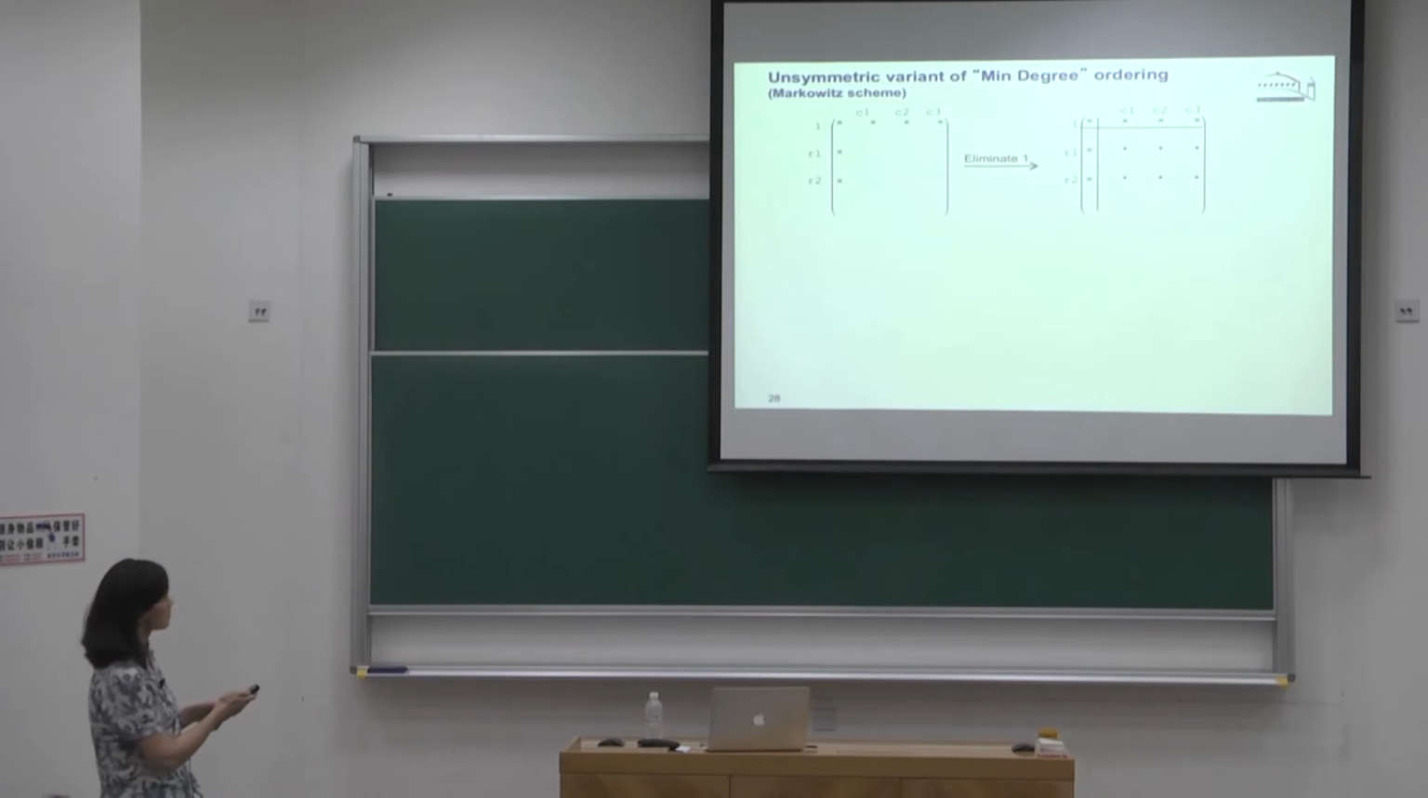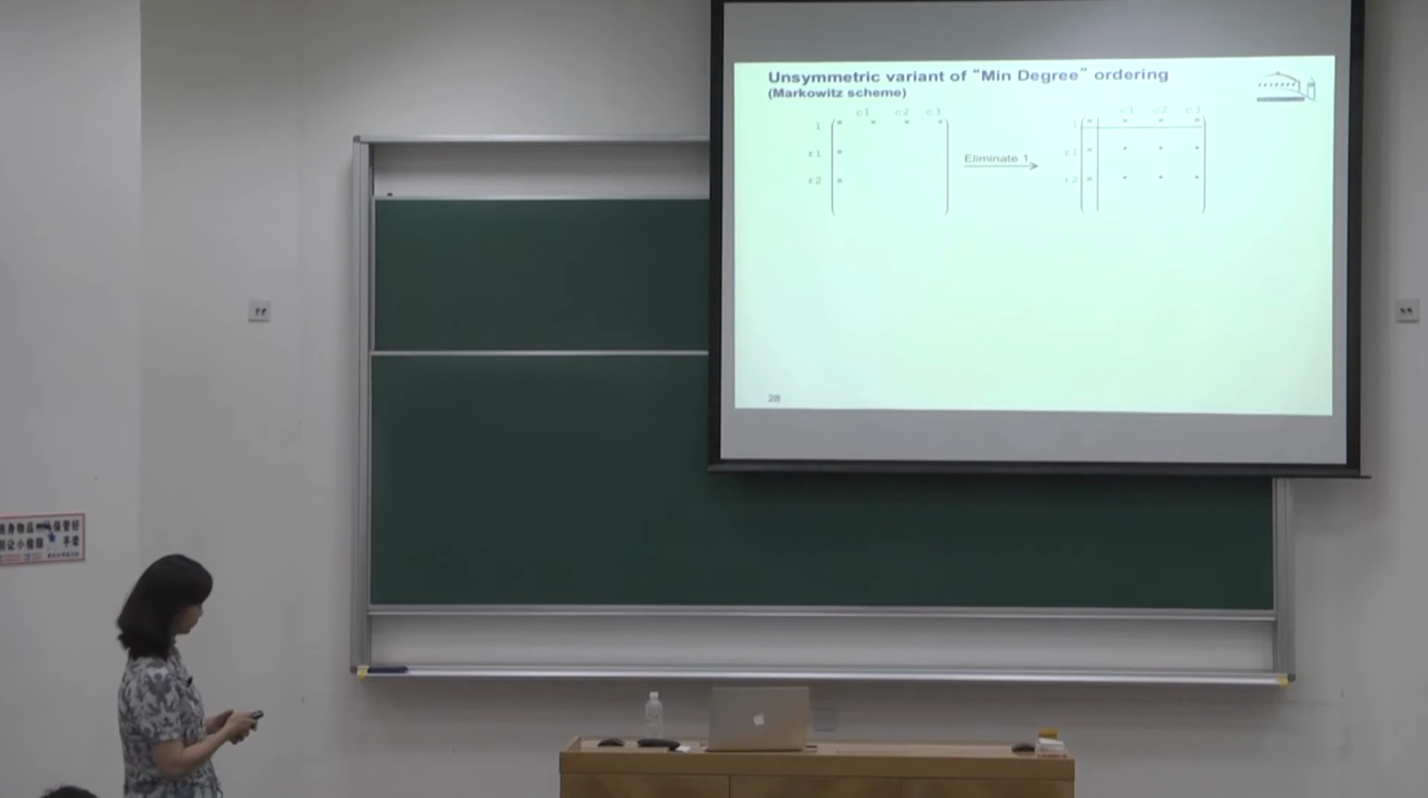The unsymmetric version was also discovered some time ago. It's named after a person called Markowitz. Now I have a non-symmetric matrix. In the first step, I have two non-zeros in the first column, three non-zeros in the second column. Again, after eliminating the first equation and variable, you get these 6 elements, 2 by 3. It's potentially all fill, but some of them may already be non-zero.